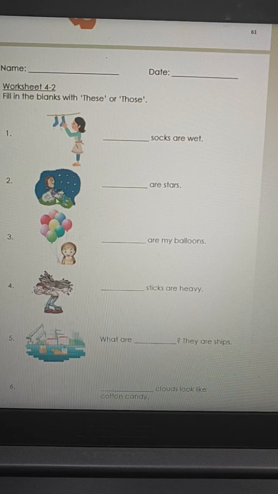Okay, number 2. Are stars. So the stars are normally very far, right? Far away from you in the sky. So we write, those are stars. Because those refers to something that is far away, right? And for the following questions, please do it by yourself. Remember, these is for near, those is for far. Okay? Fill in the blanks.